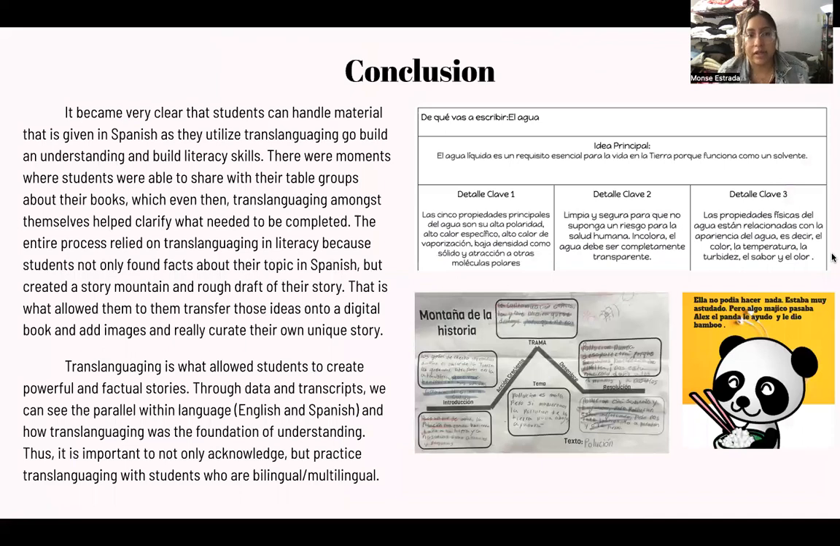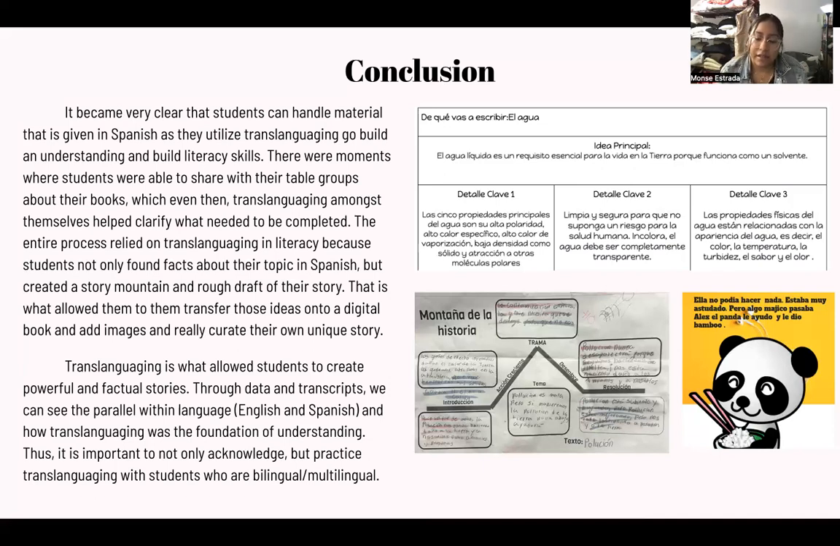So for my conclusion, just very quickly, it was very clear throughout the whole thing that not only can students handle the material, but they do utilize translanguaging to build an understanding when it comes to literacy. We had moments where they were able to share their own ideas in Spanish and, amongst themselves, would clarify what they had to do. And that was really awesome, that they were supporting each other within translanguaging. The entire process relied on translanguaging because they had to find those facts that were in Spanish, incorporate that within their storyline, which was in Spanish, and have a rough draft of their story in Spanish.